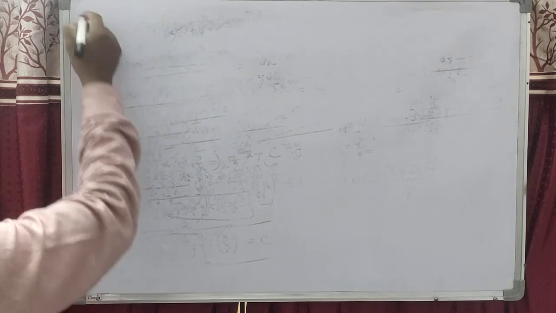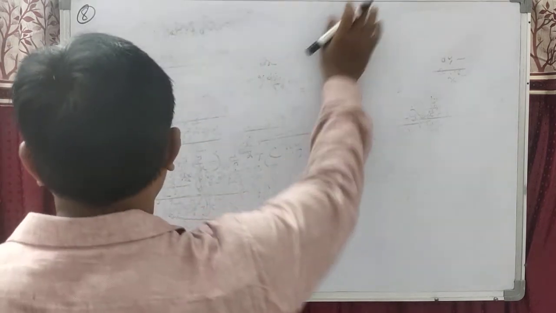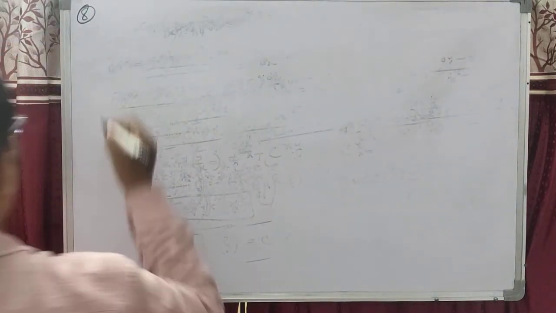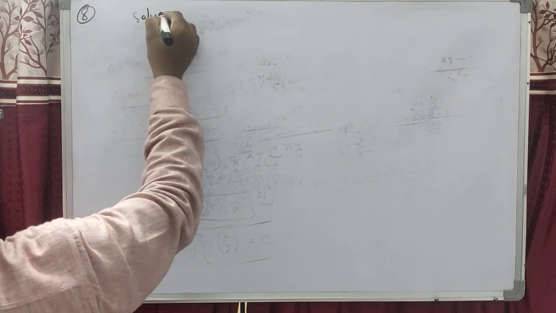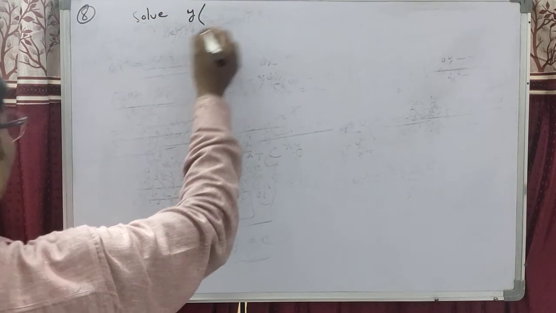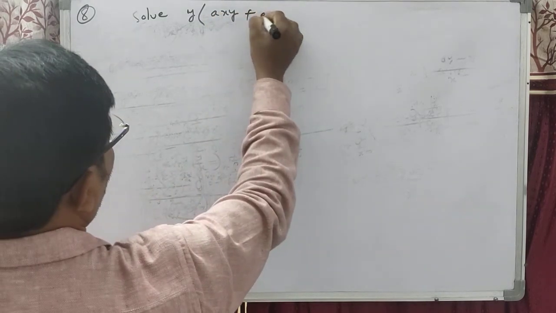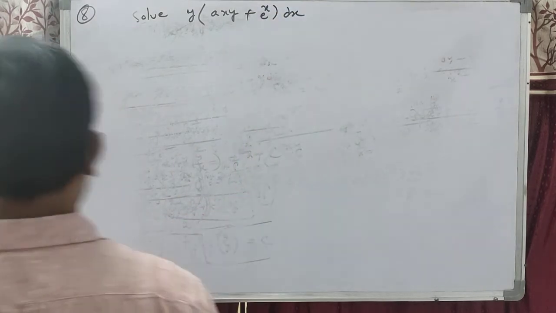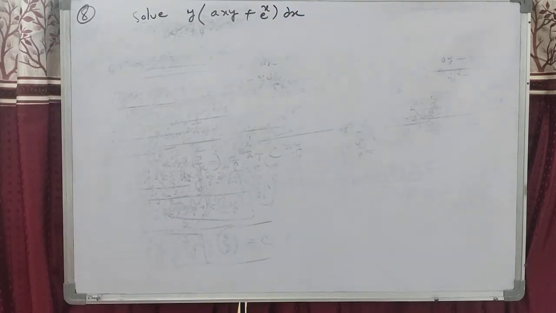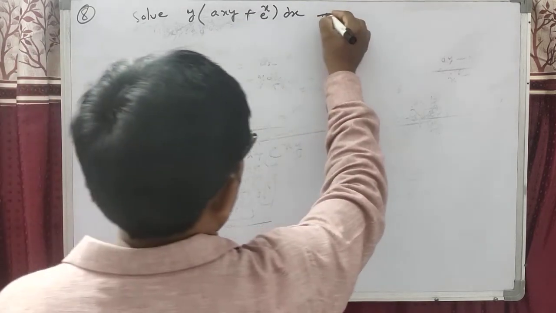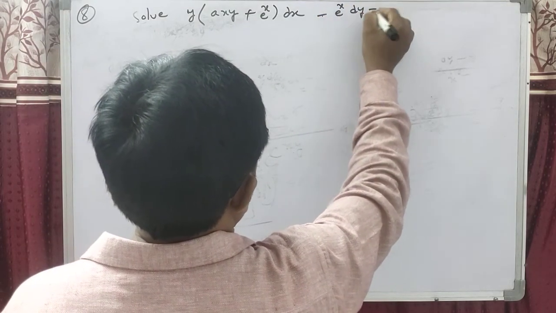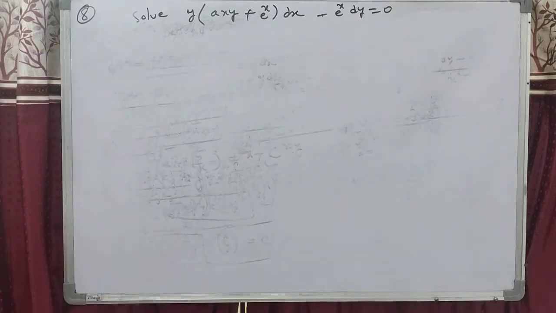My dear students, let us now do the eighth one. Solve the following. Write down: y into (xy plus e power x) dx minus e power x dy.